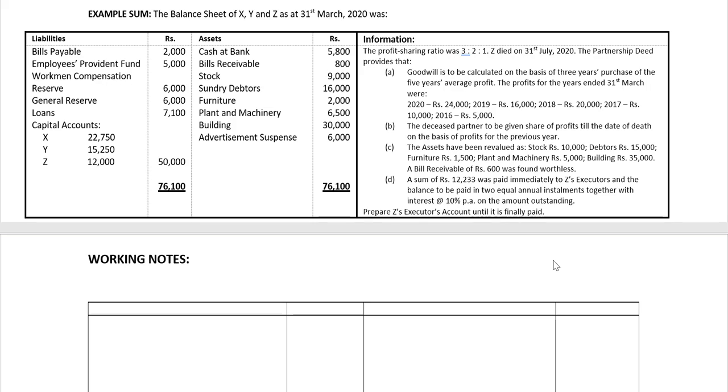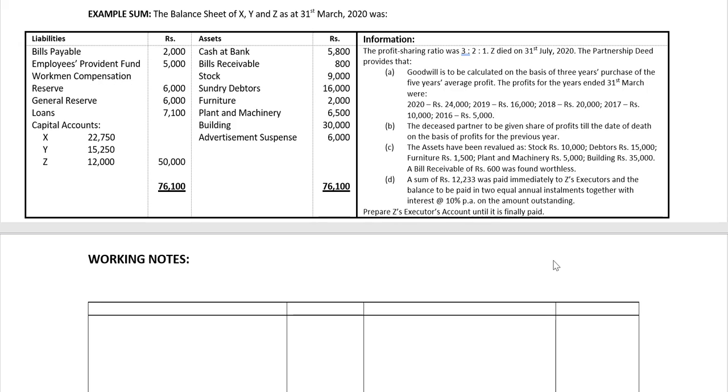So as per the question, the solution is to prepare Z's executor's account. And to get the amount to be transferred from Z's capital account to Z's executor's account, we need to prepare Z's capital account. So in this sum, we will begin by preparing Z's capital account, which is part of the working notes. The actual solution is Z's executor's account till the loan amount is finally paid. So Z's capital account will come as part of working notes.